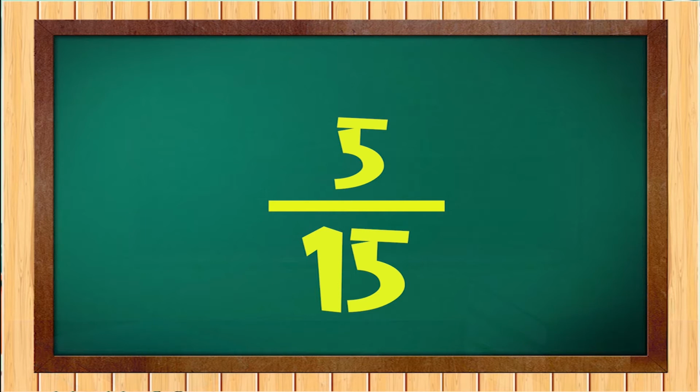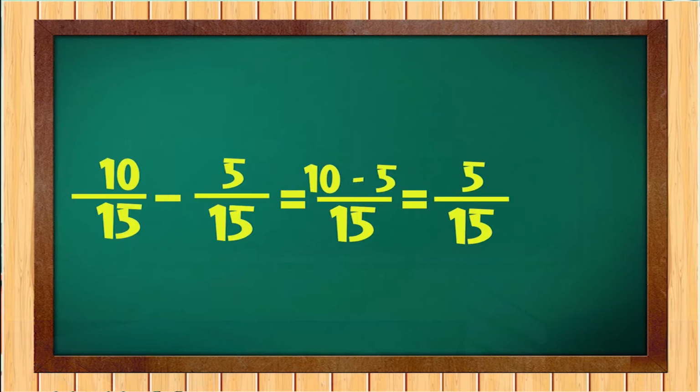No, we can reduce it. What number can we use to reduce this fraction? Did I hear 5? Yes, we can use 5 because 5 can go into both 5 and 15 without leaving a remainder. So let's divide our numerator by 5 and our denominator by 5. 5 into 5 will give us 1. 5 into 15 will give us 3. Therefore, 5/15 in its simplest form is 1/3.